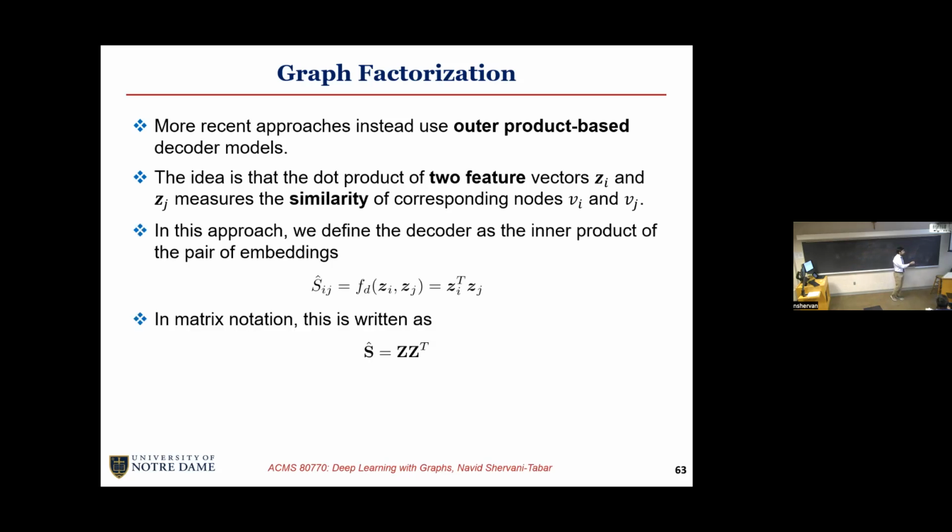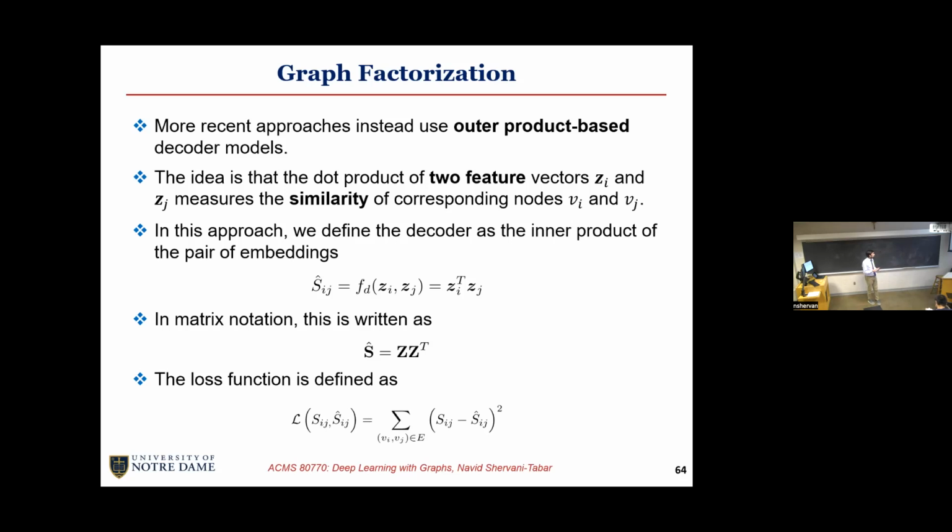Their dot product will give you a measure of similarity between these two. So I define my reconstructed matrix as S hat, and every element of it is just the inner product of the corresponding embeddings for the corresponding nodes. And that's going to be my decoder. In matrix notation, this is written as the outer product of the two corresponding matrices, Z and Z transpose. They're essentially the same thing, right?